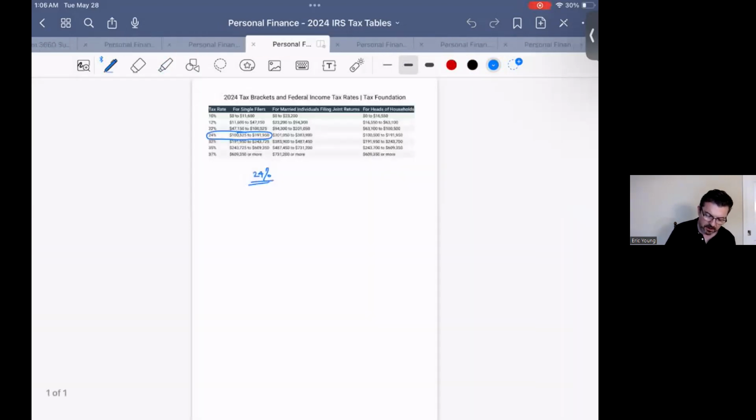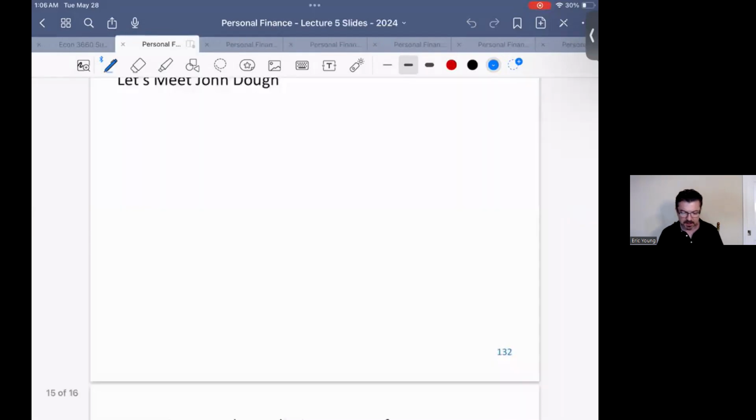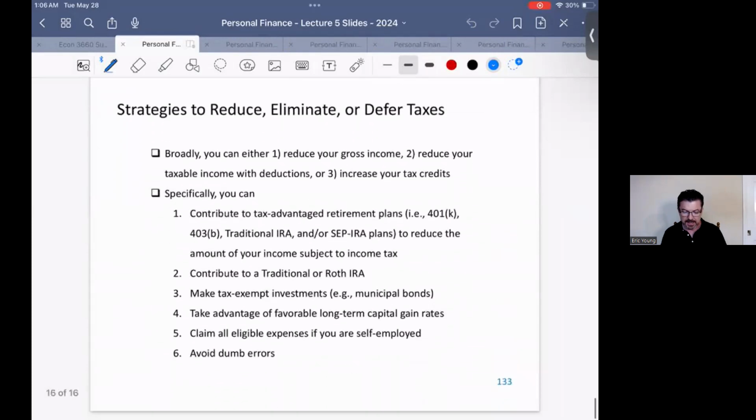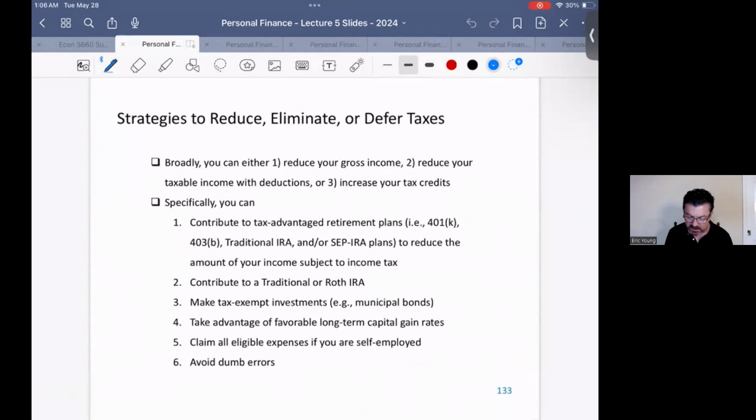Okay? So that, my friends, is John Doe. And in our next video, we will figure out his tax return. And this is our last slide for the day. We had said earlier in the day that you have 3 primary goals in tax planning. You want to either reduce, eliminate, or defer taxes. In the John Doe preparation lecture, we're going to do it and I'll prove it to you. But for now, there are only a few moves that you can do.